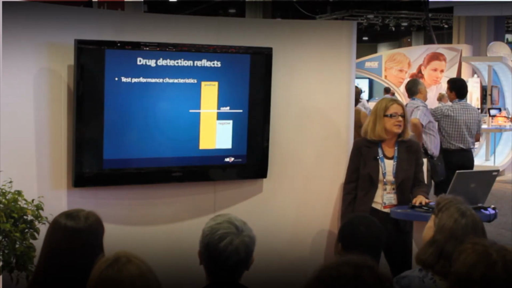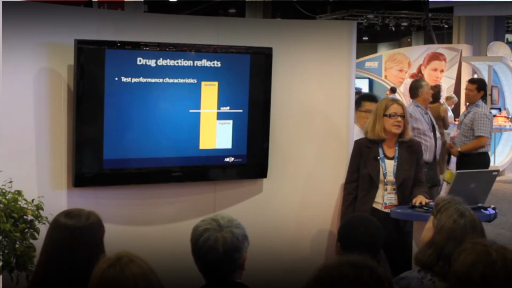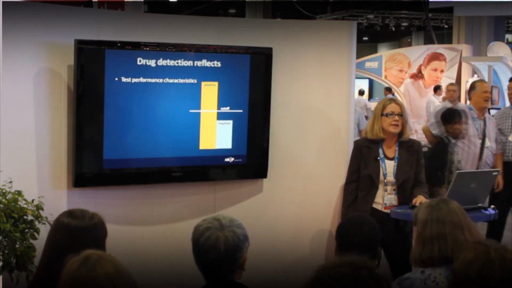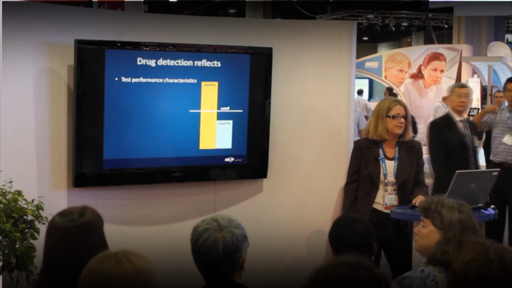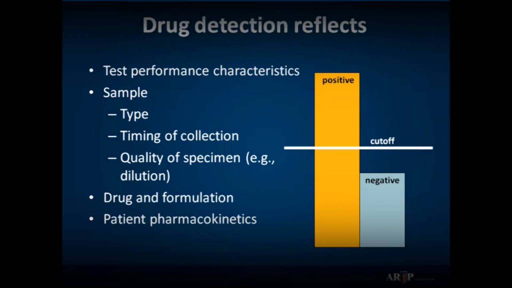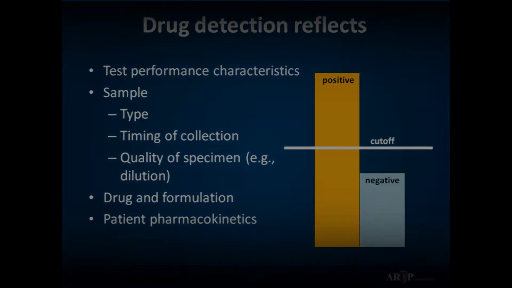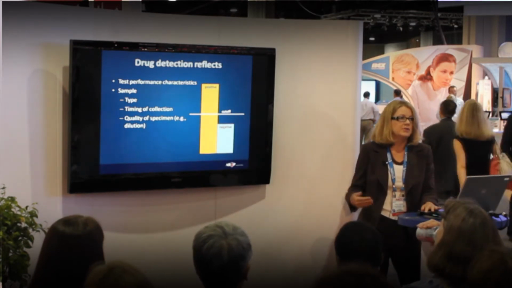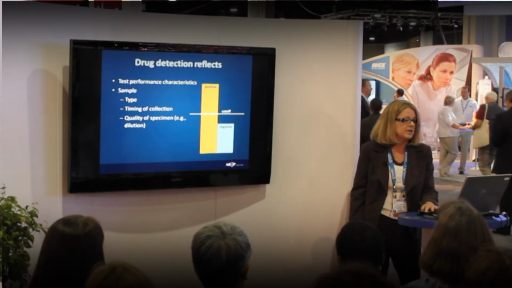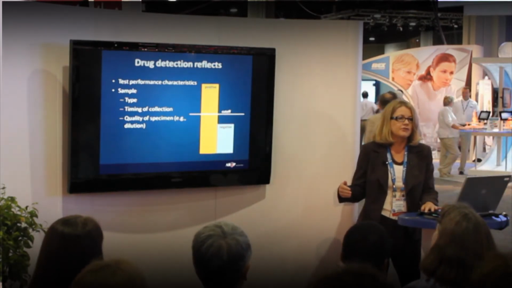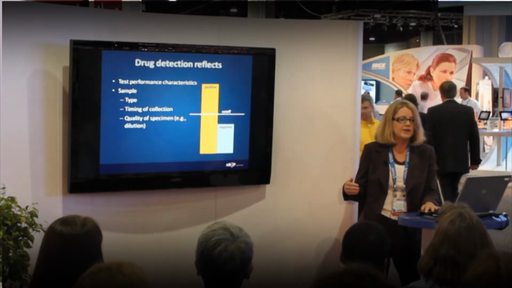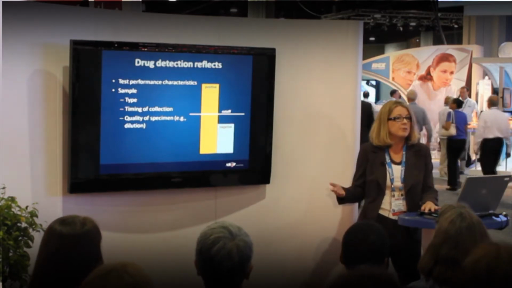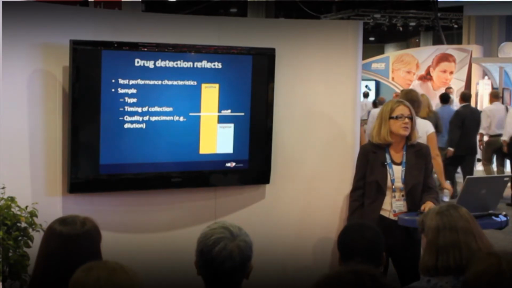In any case, the take-home message is that test performance characteristics will dictate your drug detection capabilities, and that is whether a result is positive or negative. Other things that are really important include the specimen itself, what kind of specimen it is, the quality of it, and when we're talking about urine, that may be the dilution or the pH. The timing of collection relative to the timing of drug use is also very important. So if a specimen is collected too long after drug use, or if that specimen is very dilute, we could very easily miss a drug that is present but at concentrations below the cutoff concentration.